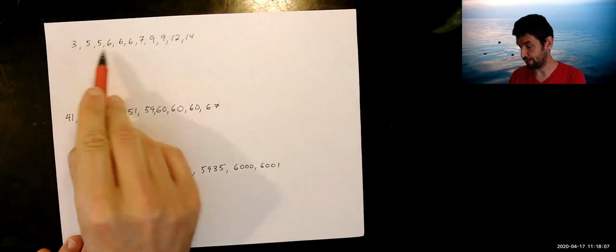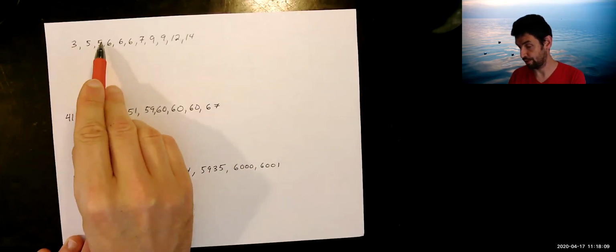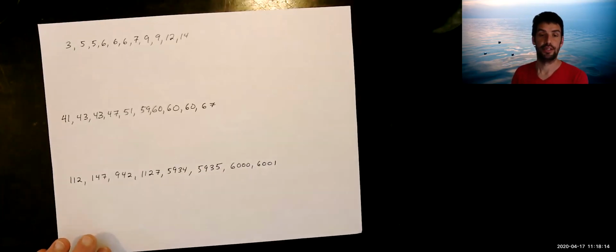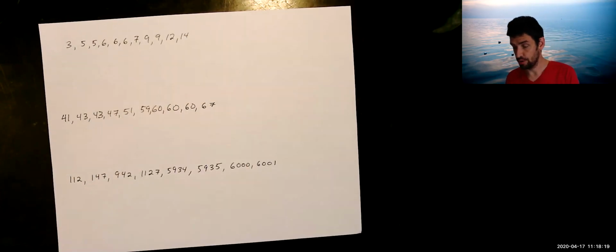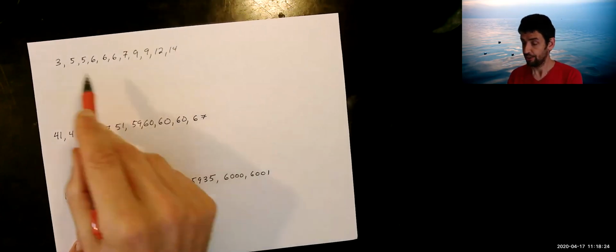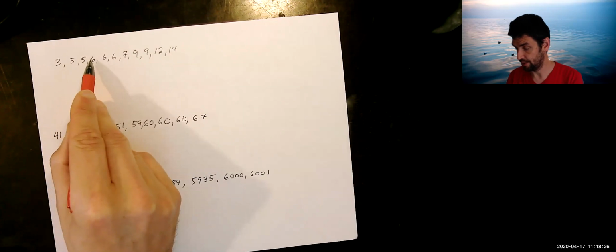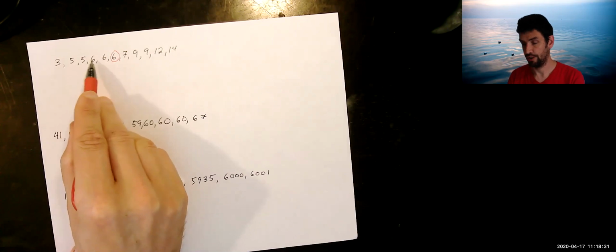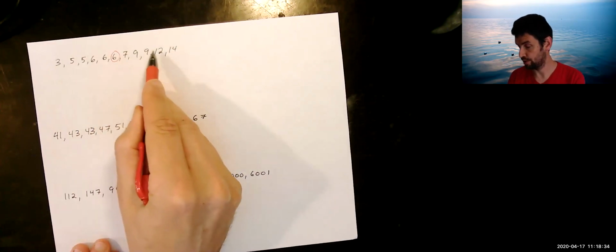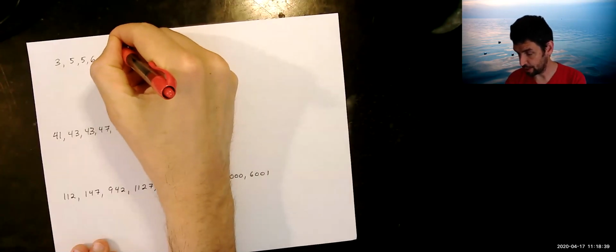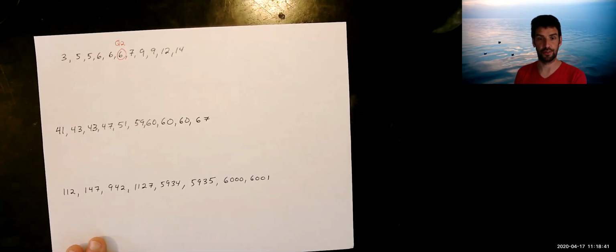The first one I have here, this first data set has 1, 2, 3, 4, 5, 6, 7, 8, 9, 10, 11 pieces of data, okay? So what we're going to do is we're going to find the middle number, right? So if there's 11 pieces of data, the 6th piece of data has 5 numbers below and 5 numbers above. This is going to be Q2, the 50th percentile.